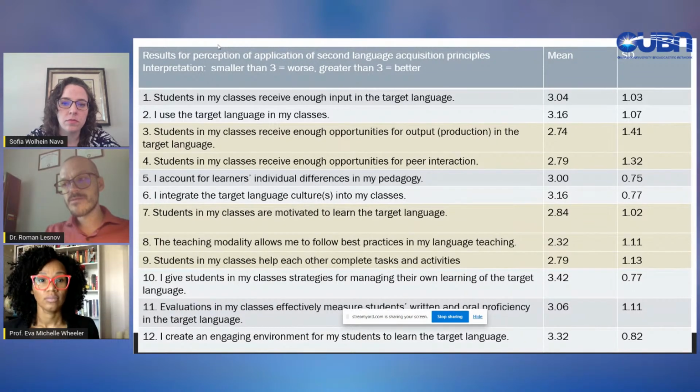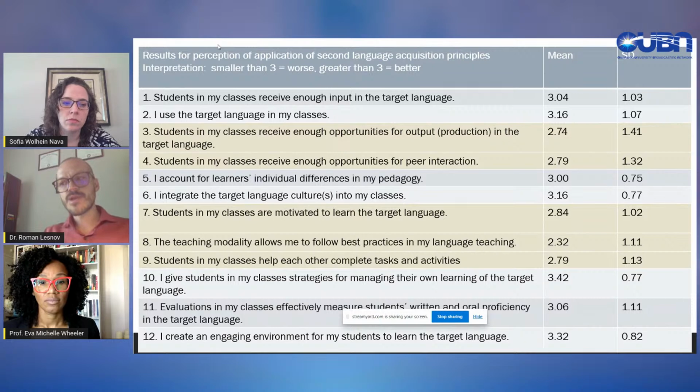You can see that they are opportunities for output, question number 3, peer interaction, question number 4. Question number 7 was about student motivation. So teachers found it harder to motivate students. Question number 8, the modality allowing for best practices. And finally, student-student interaction, question number 9. So to put it differently, teachers found the new virtual environment to be more difficult to motivate students and to provide opportunities for output and interaction.